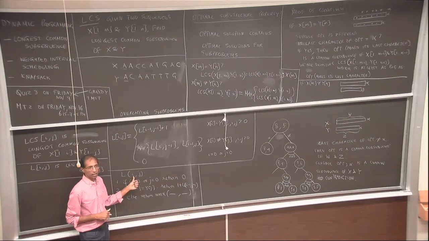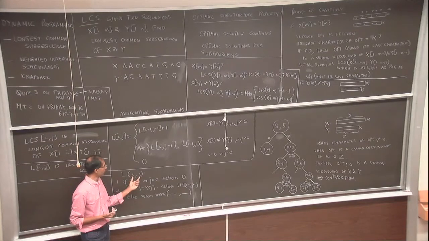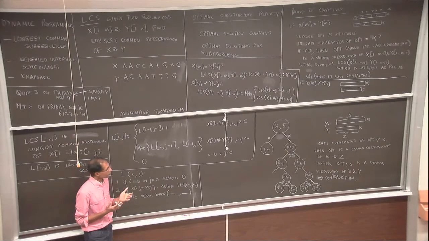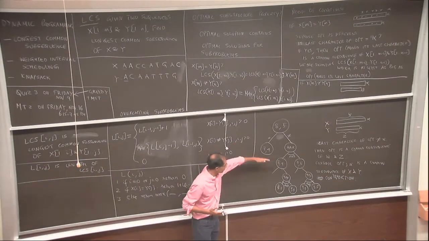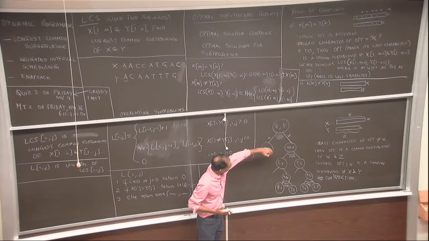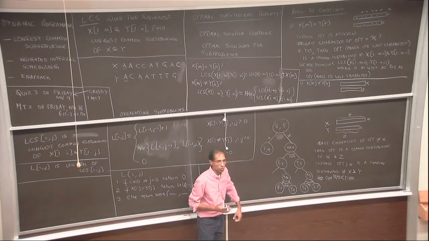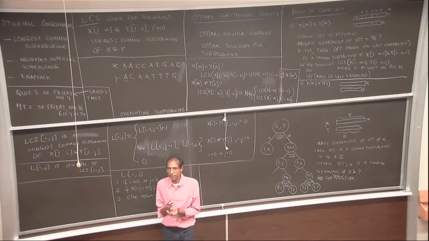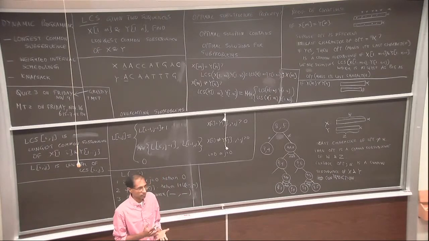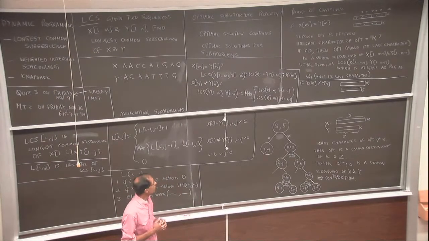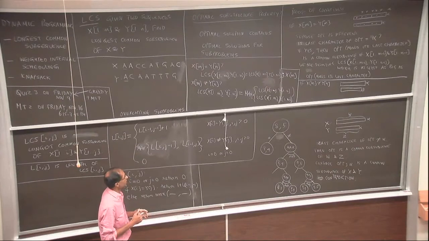How many choices of i are there? n. How many choices of j are there? n. So the total number of possibilities of the call to L is only m times n. So even though there are an exponential number of calls if you were to do it this way, the total number of different computations we are doing is only m times n. Okay? So there are two ways to deal with it.